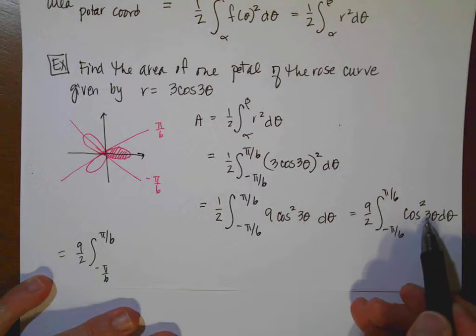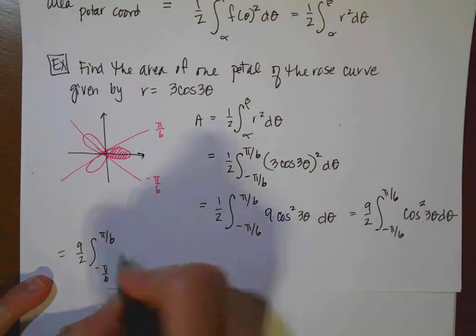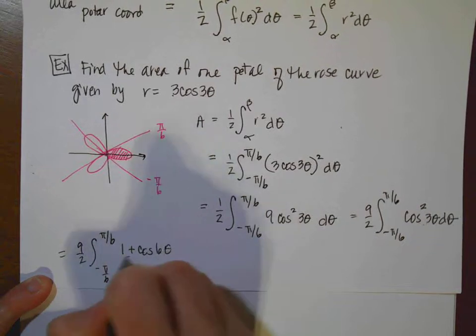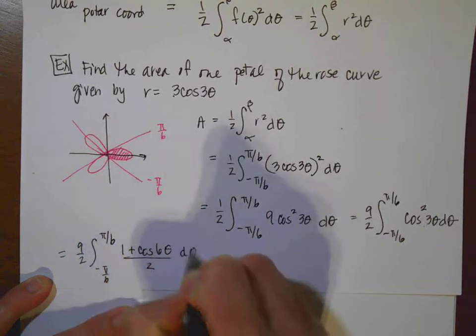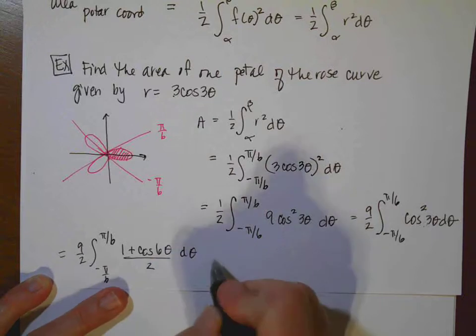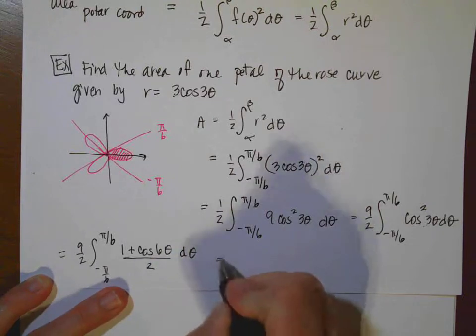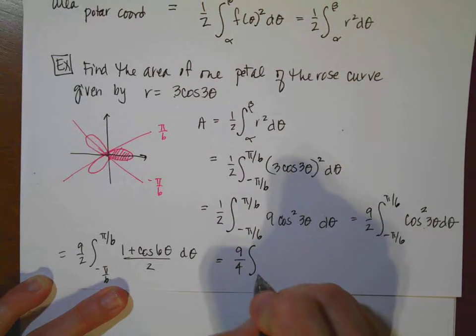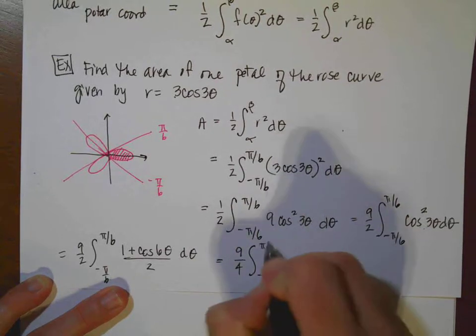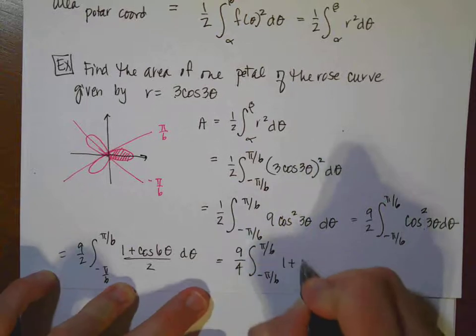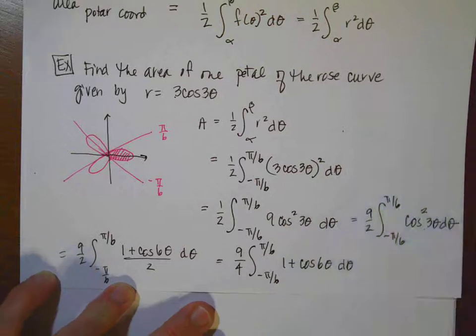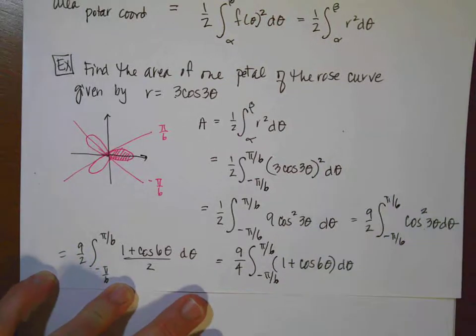And then if I use the power reducing, which doubles this angle, so this is going to become a 6, it's going to be 1 plus the cosine of 6 theta over 2 d theta. That 2 can come out, and at this point, right after this, I'm going to call it quits. So it's 9 over 4, negative pi over 6 to pi over 6, and I have 1 plus the cosine of 6 theta d theta. And at this point, it isn't really very hard.